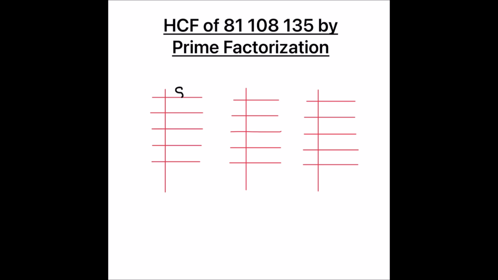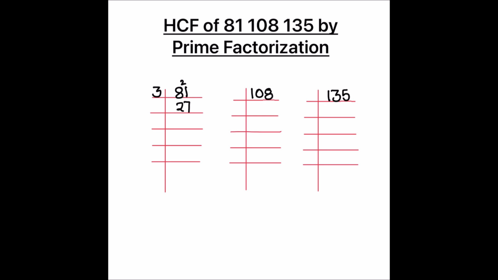So here we have 81, 108 and 135. So let's divide 81 first. 81 is an odd number. It is not divisible by first prime number 2. So let's divide it by next prime number 3. 3 times 2 is 6. 2 is remainder. This becomes 21.